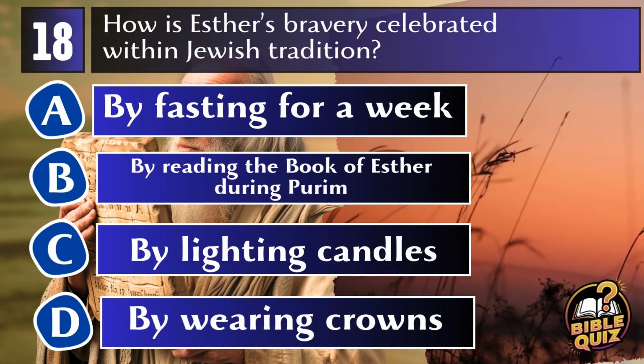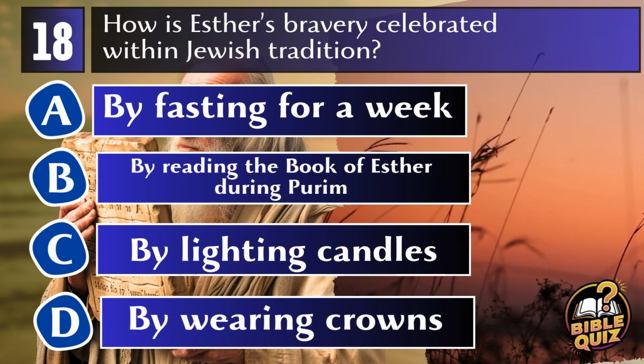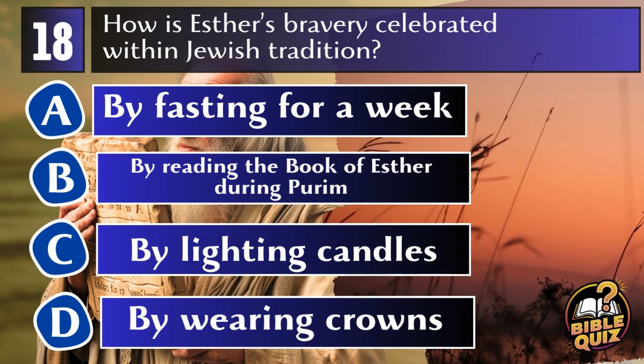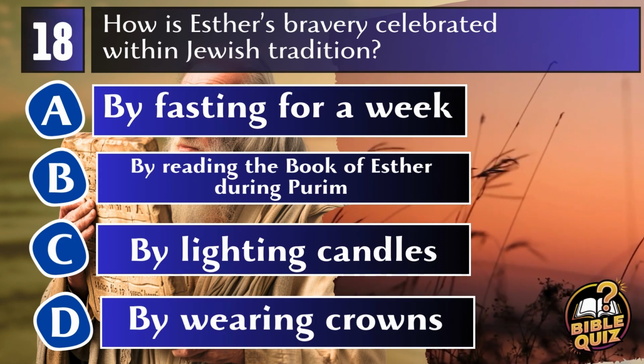A. By fasting for a week. B. By reading the book of Esther during Purim. C. By lighting candles. D. By wearing crowns.